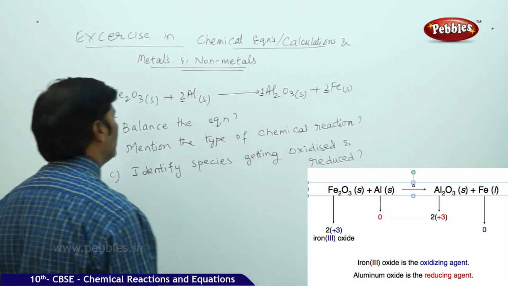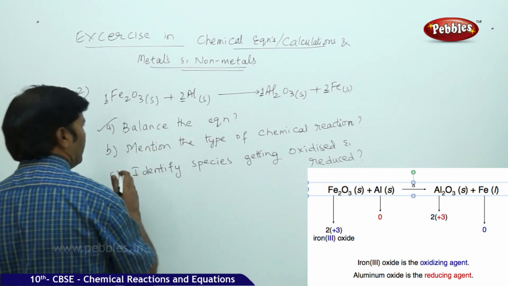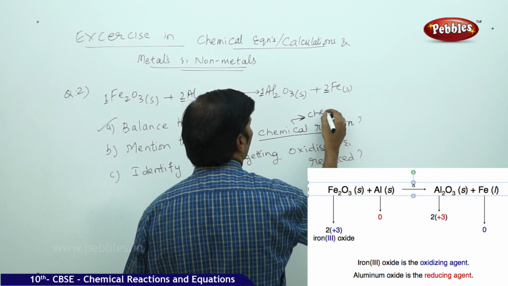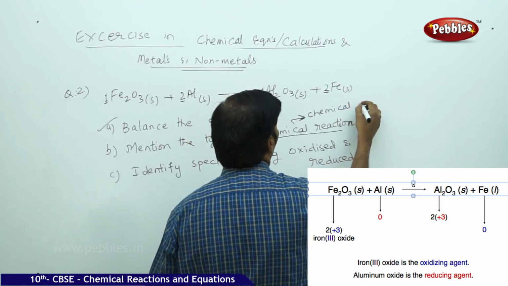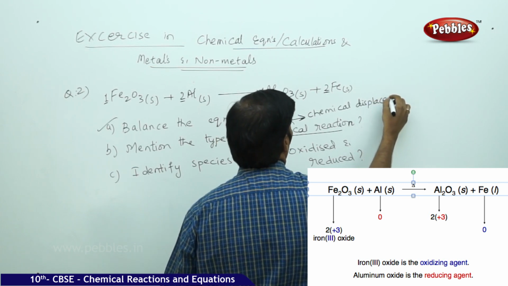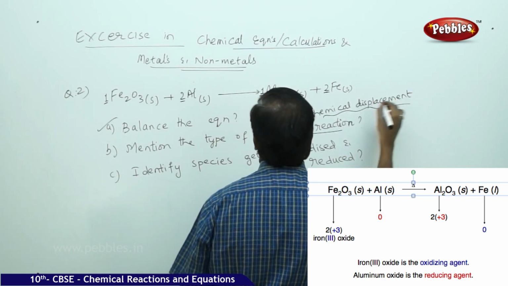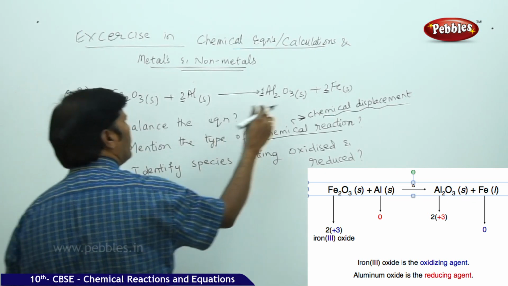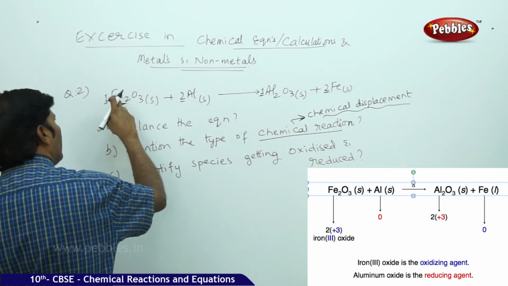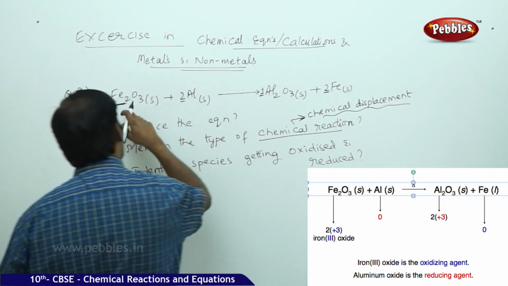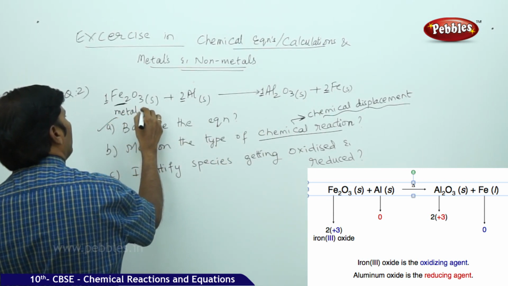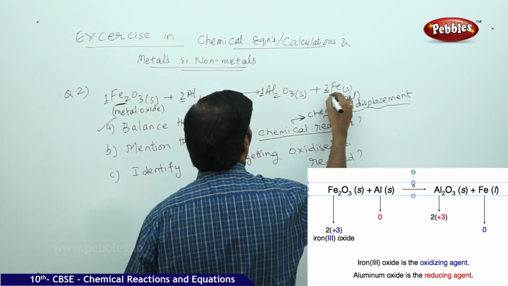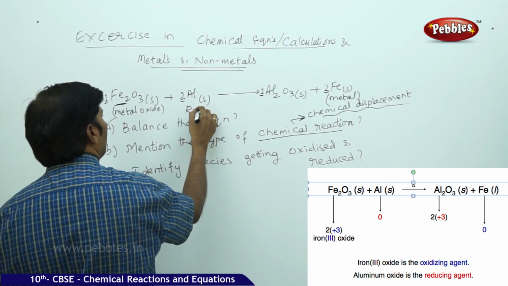Mention the type of chemical reaction. This is nothing but chemical displacement. We can say that the reaction is chemical displacement because here the iron in ferric oxide is getting displaced in the form of iron. The ferric ion is getting displaced in the form of iron from its oxide. This is metal oxide, and this is metal. So metal is being separated from metal oxide, and here aluminium is acting as a reducing agent.